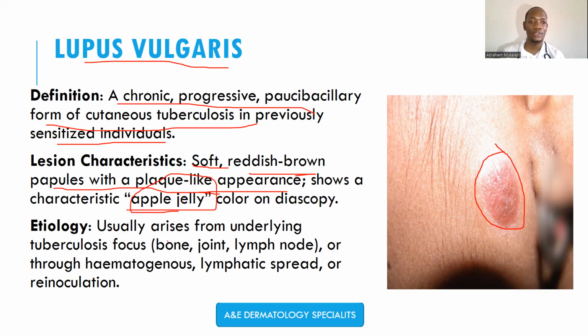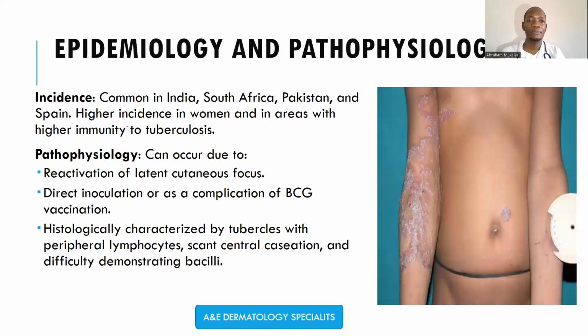So the etiology is usually underlying tuberculosis over either the bone, lymph node, or something that ends up being spread to the skin through blood or lymphatics, or even re-inoculation or reinfection. So this type is usually common in India, South Africa, Pakistan, Spain, and it has been seen to be more common in women compared to men.